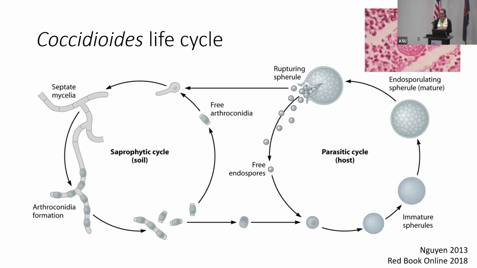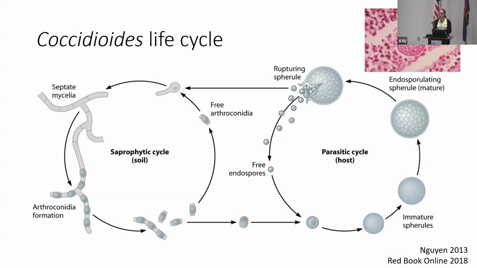cocci in the environment grows as hyphae, and then it turns into the spore form, or arthroconidia, and that can continue its cycle. And then once it gets inhaled by the host, it goes into the spherule form. And we know that this is a unique form, that it grows to this large size and has internal endospores. You can see a picture of what that spherule looks like in a pediatric patient's lung. And then it can continue the cycle.